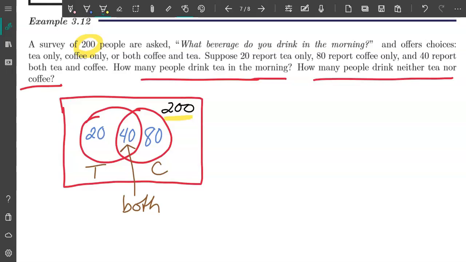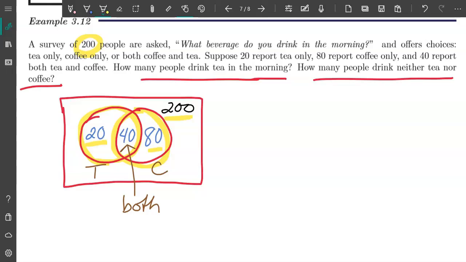Then we have the T only, which is 20. So T all together is this entire circle here. So all together we have 60 that have T. If we look at the coffee only, then we're going to have just the 80, but remember the overlap is 40 where they intersect. So we have 120 total for the coffee.